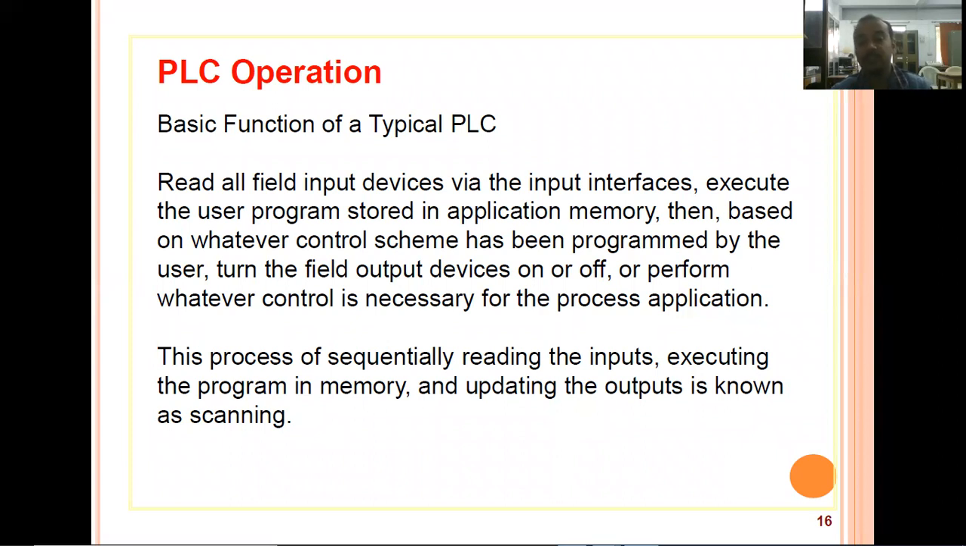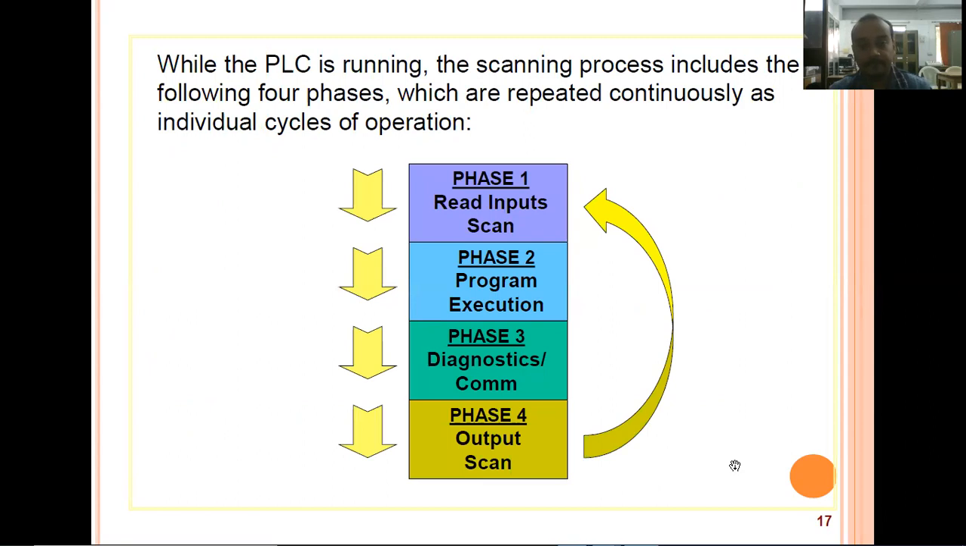This process of sequentially reading the inputs, executing the program in memory and updating the outputs is known as scanning. So a very good piece of information is given at the end: sequentially reading the inputs first, which come from the field instrument, executing the program in memory, and updating the output on the output side, which will go to the final control element. So the entire process is known as the scanning operation of a PLC.